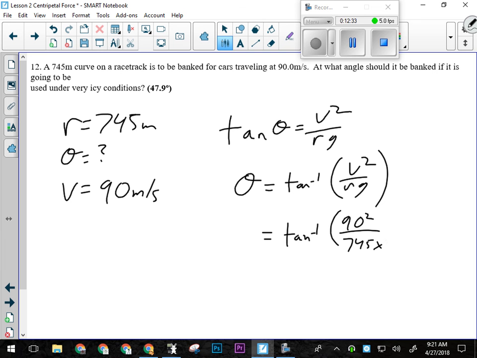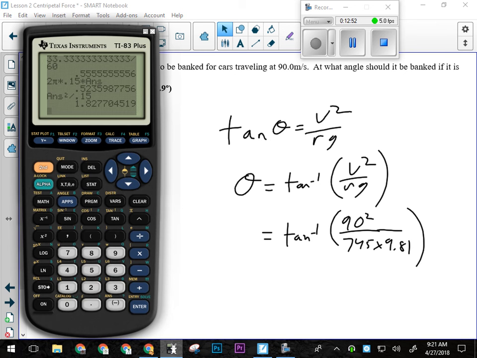745 times 9.81. The other thing that throws people on this question is that it mentions friction when friction's not a factor for bank curves. And that often throws people as well. When they read the question, they start thinking unbanked corner and they solve it wrong. So we're looking for theta there. We have our formula all figured out.